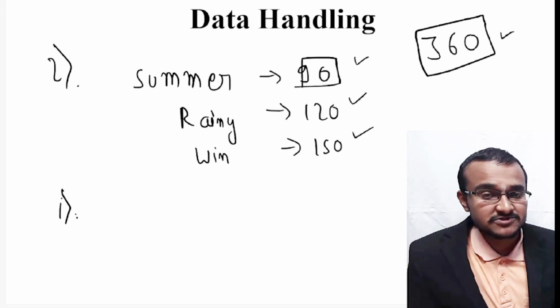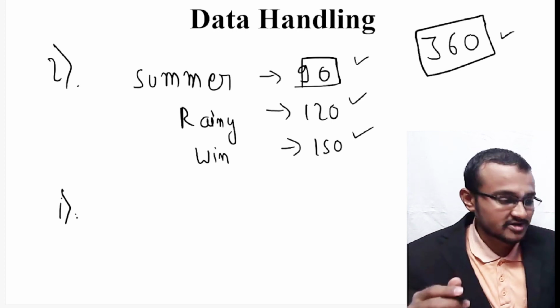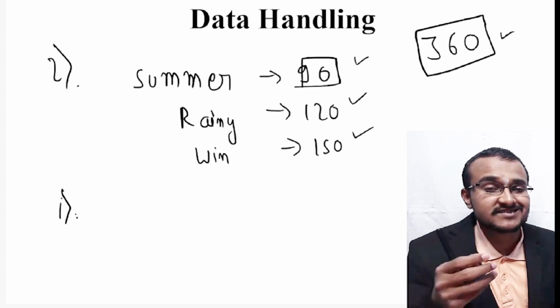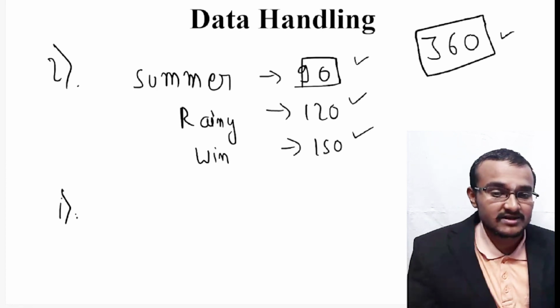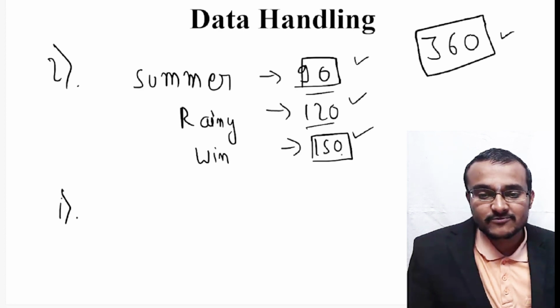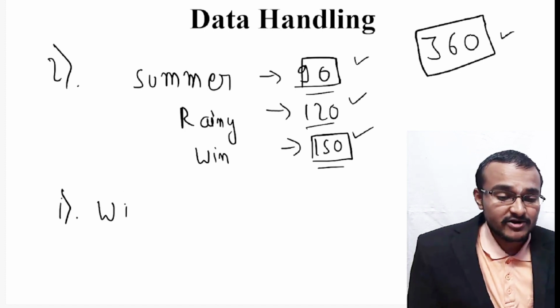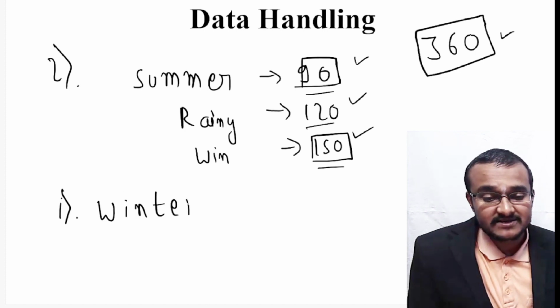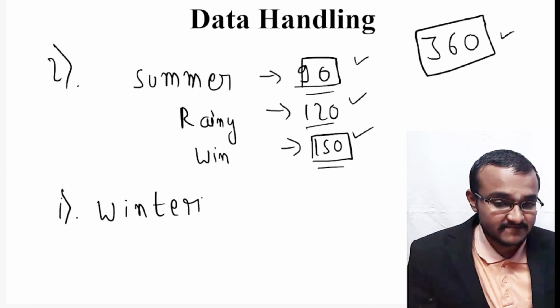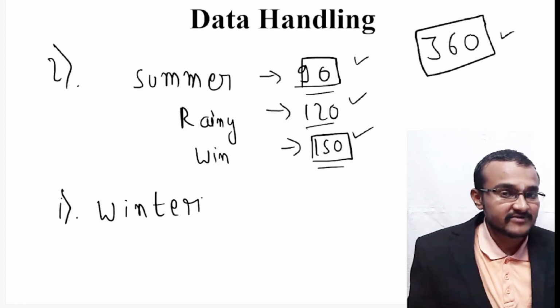Coming to the first question in this second question, they have asked which season got the most votes. That is, which season is liked by most people. Here you can easily see the winter season has got 150 votes. Compared to 120 and 90, 150 is more. So that shows more people like the winter season, and that means there are more votes for the winter season.